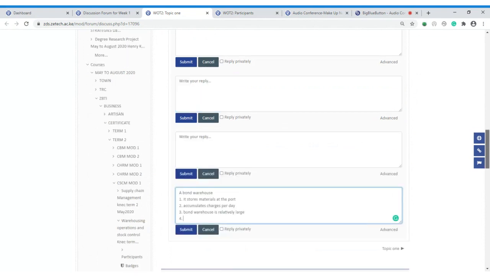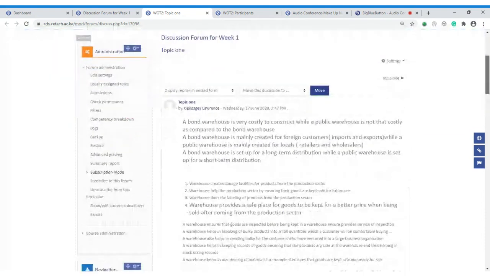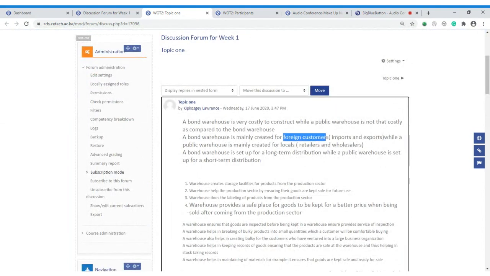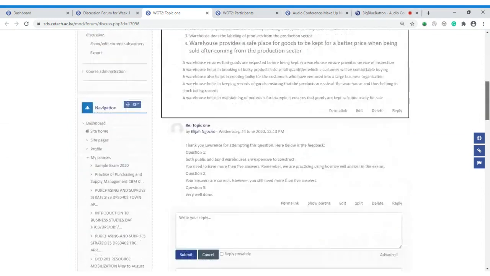Now, when you add your 2 points here, that a bond warehouse is created for foreign customers, that would be correct, and mainly for long-term distribution. Don't say it's entirely for long-term distribution. It's mainly for long-term distribution. Then that one will make a very, very good point.